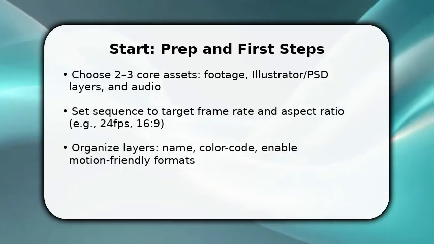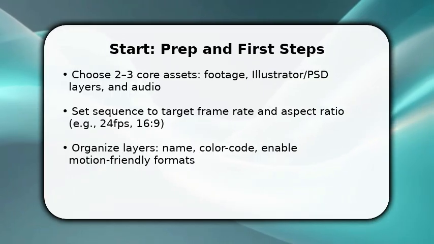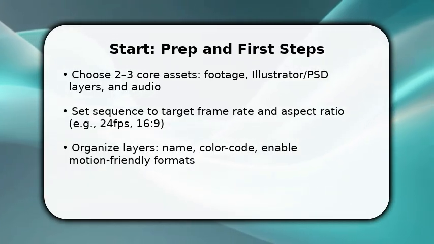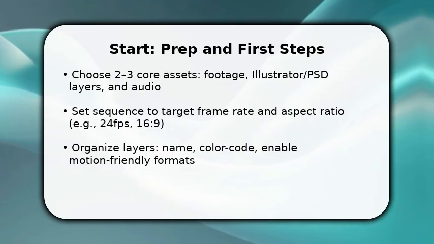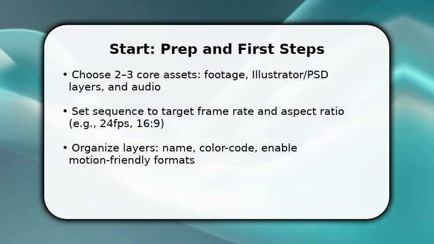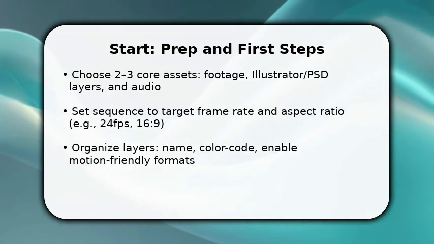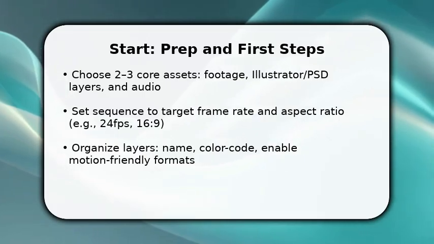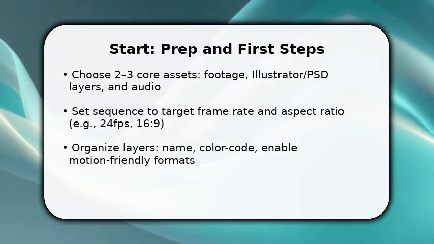You begin by choosing your core assets so the motion serves the story. Import footage and layered graphics, then set the sequence to your target frame rate and aspect ratio. Once done, organize layers, name them, color code, and convert to motion-friendly formats like shapes or pre-comps.